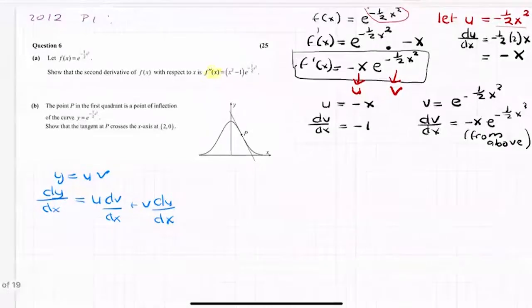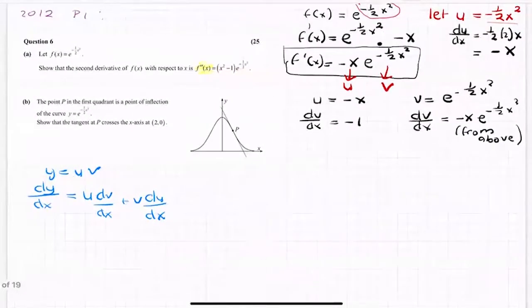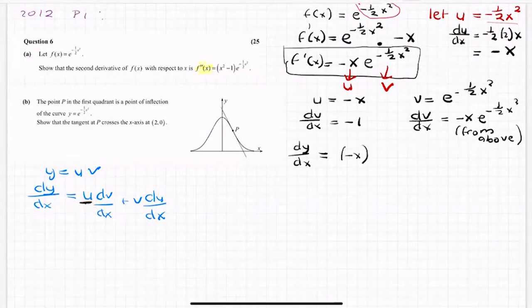We have already differentiated e to the minus a half x squared. We know it will be minus x e to the minus a half x squared, so I don't have to do it again. So dy dx in this case then is u, minus x, times dv dx, minus x e to the minus a half x squared, plus v, e to the minus a half x squared, times minus 1.